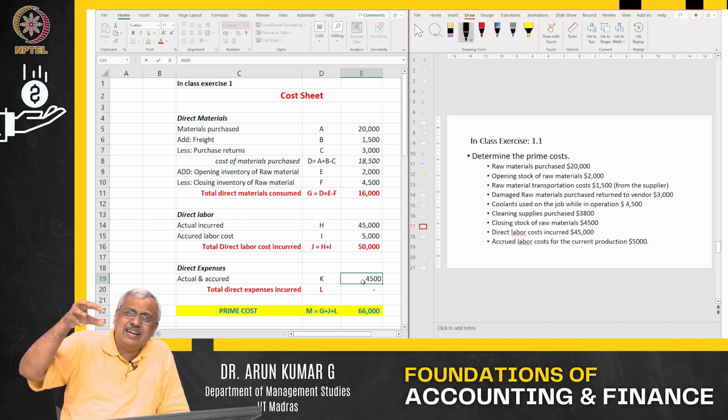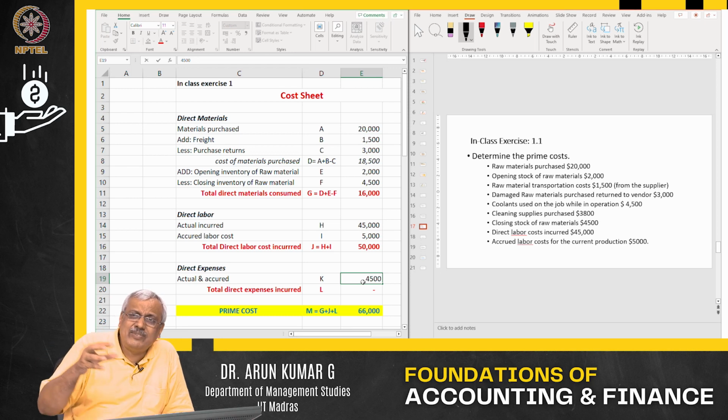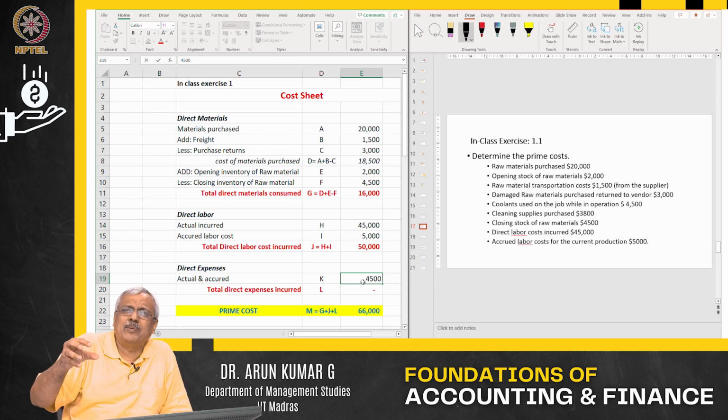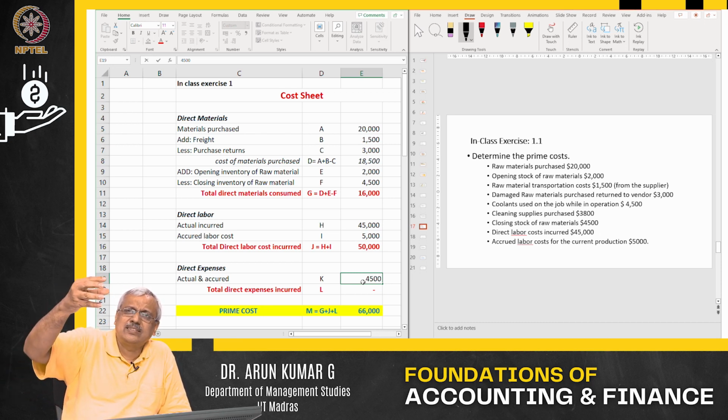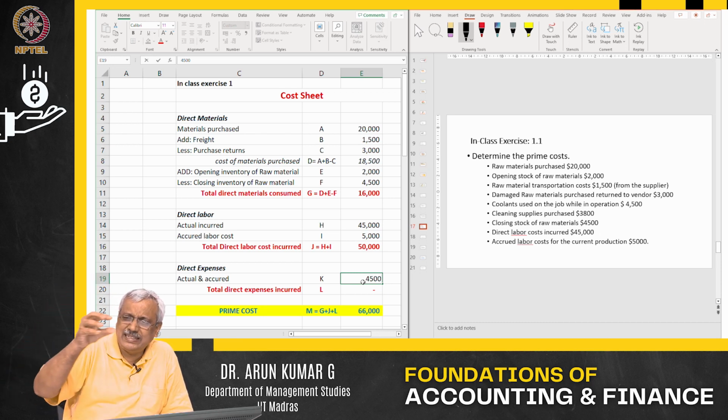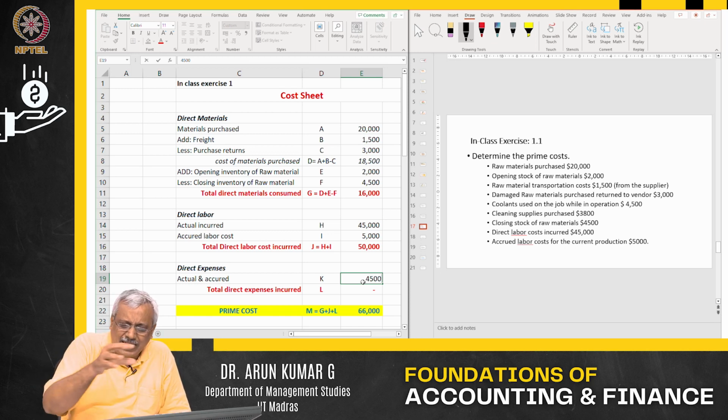It is a coolant which I have utilized on the job. When the job is on, the coolant is flowing on the job. It is a typical lathe machine you have seen. When the job is not there, the coolant is not flowing out there. So, what happens? That expenditure is related to the production, the job activity. That is why I have taken it.